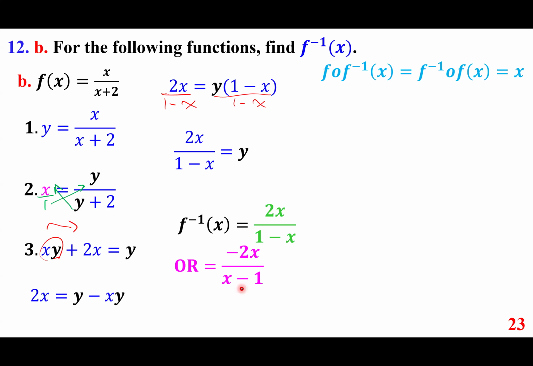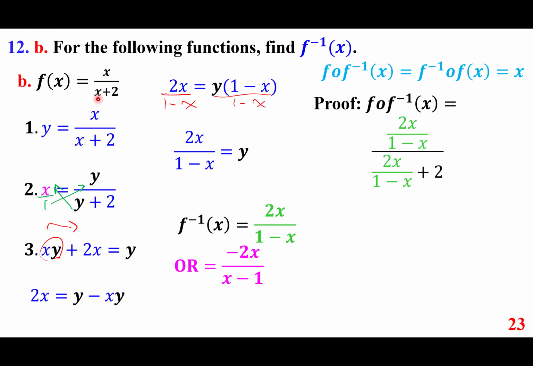This is also a correct answer. And to prove it, we're going to look at one of those, for example, f of f inverse. So we're going to go to this function, and we're going to replace the x with this function. We get 2x over 1 minus x over 2x over 1 minus x plus 2. We are dealing with a complex fraction. To simplify a complex fraction, the best course of action is to get rid of the denominator, in this case 1 minus x. The LCD is 1 minus x. We're going to multiply the top and the bottom by 1 minus x.